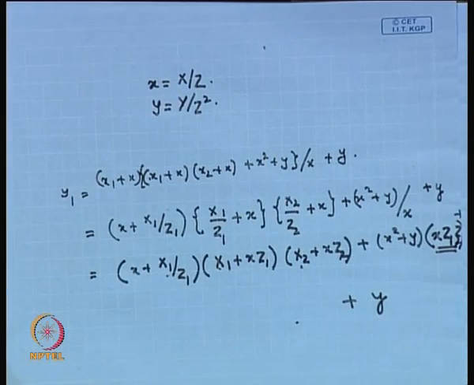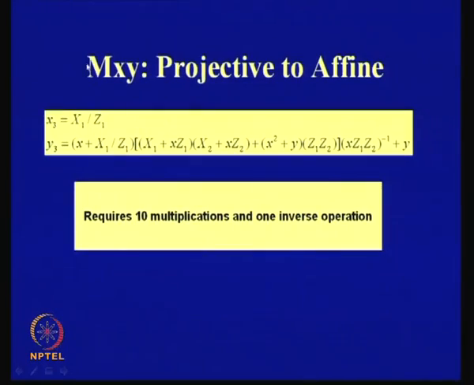So, if you want to obtain x 3, that is the x coordinate of the result of p 1 plus p 2, you just need to divide the projective coordinate x 1 by z 1. For the y coordinate you need to do more operations; actually you need to do 10 multiplications and one inversion operation to do the final transformation.